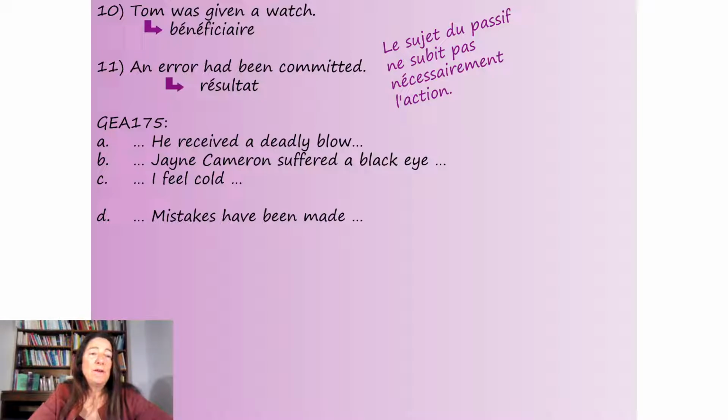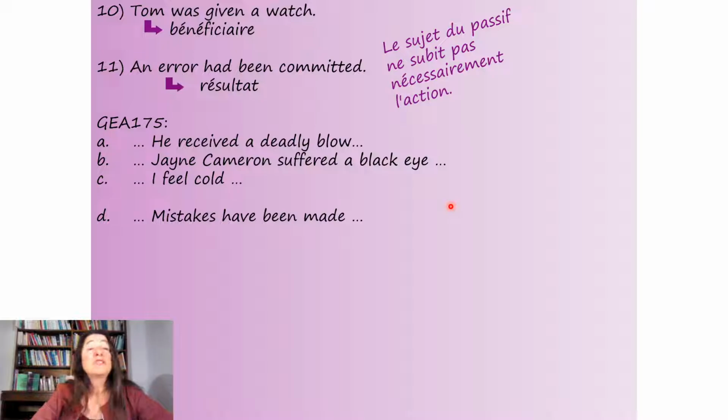And therefore, we can see from these two instances that the subject of the passive voice does not necessarily undergo the action. Conversely, in these sentences, which are in which voice? He received a deadly blow. Jane Cameron suffered a black eye. I feel cold. This is obviously the active voice.